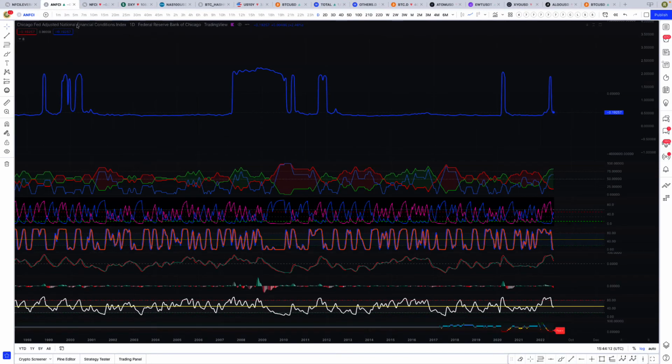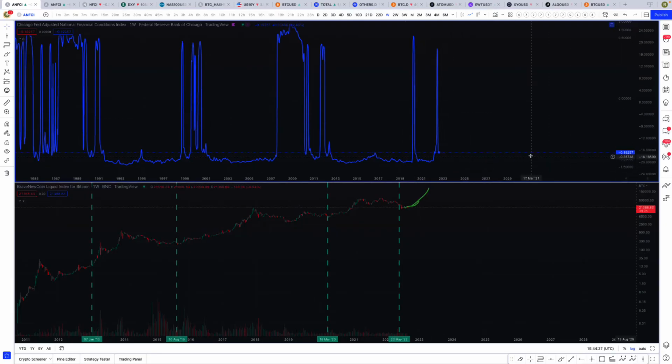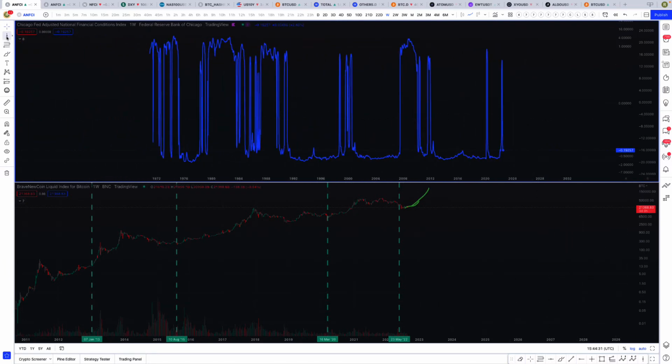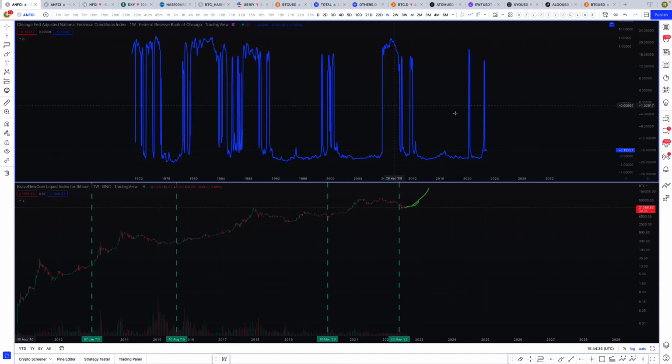So then we got ANFCI, the Chicago Fed Adjusted National Financial Conditions Index. ANFCI, okay. Cool. All right. So now we're going to label the same points. And this one's more dramatic. I like this one a lot. So let's go to 2011, December, January 2012, same kind of scenario.